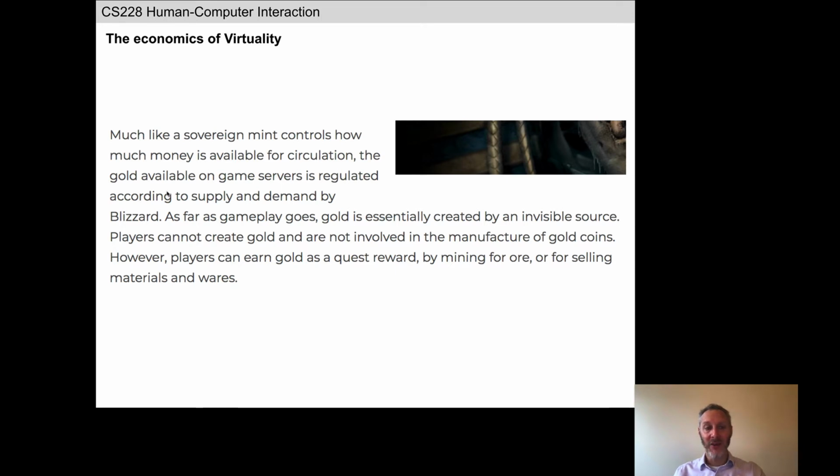The gold is regulated very carefully according to supply and demand by the holding company that owns World of Warcraft. As far as gameplay goes, gold is essentially created by an invisible source. Players cannot create their own gold and are not involved in the manufacture of gold coins. However, players can influence the economy of World of Warcraft. They can earn gold as quest rewards, by mining for ore, pulling ore out of the environment and making it more easily circulatable among World of Warcraft players, or selling it for other items.